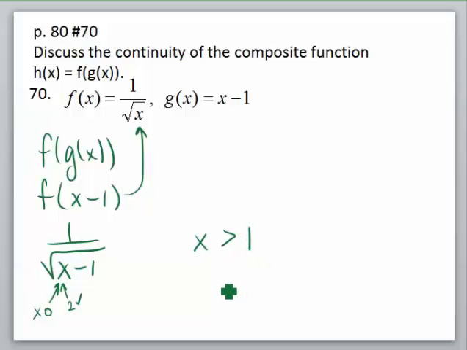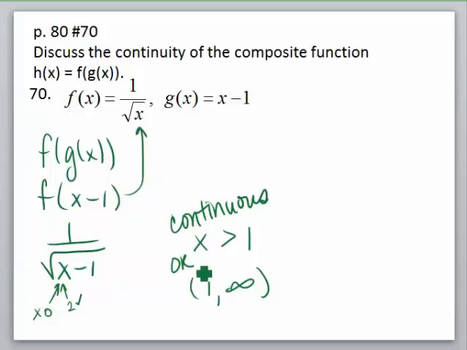Another way we can write this is in interval notation, which would be 1 comma infinity. Notice I've used parentheses. Parentheses means a greater than sign, so 1 is not included in it. Either one of these answers is correct, but it's continuous when x is greater than 1, or you could write the interval notation 1 to infinity.